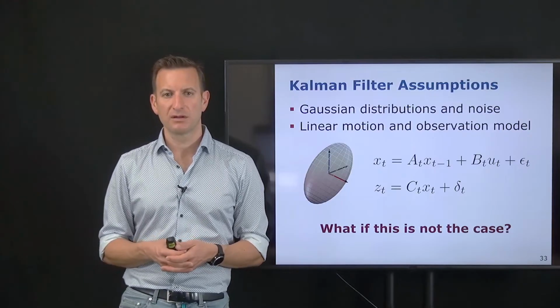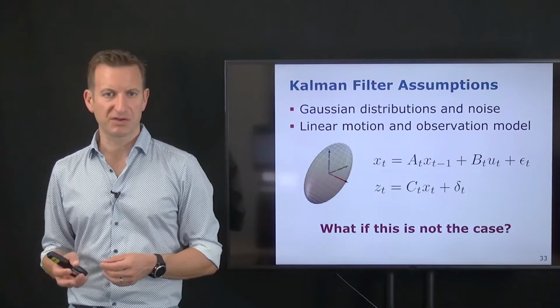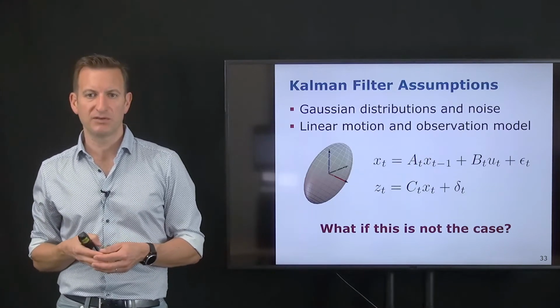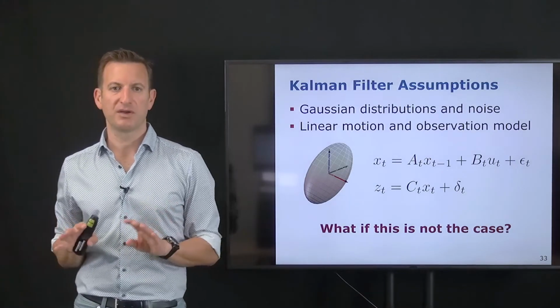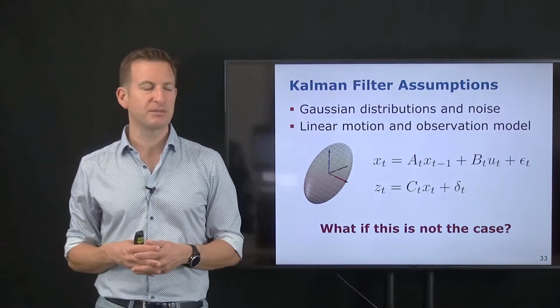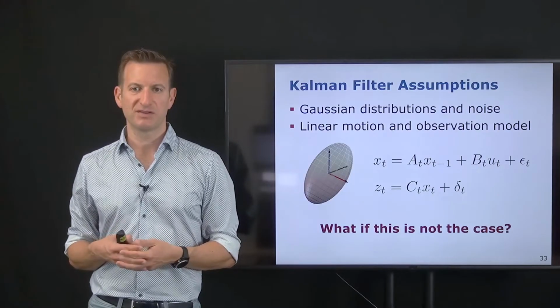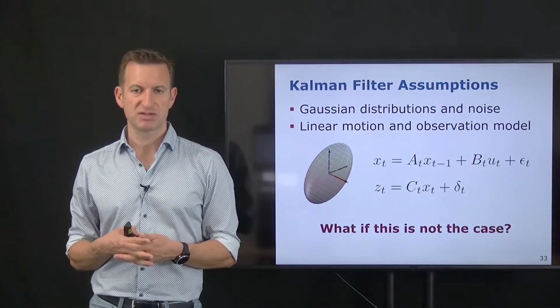You can still argue that a lot of sensors may have a Gaussian noise characteristic, or that Gaussian noise is a good approximation of the noise that we're actually obtaining. Most of the time you're okay with this assumption, but the linear motion and linear observation is something which is in most situations not the case.